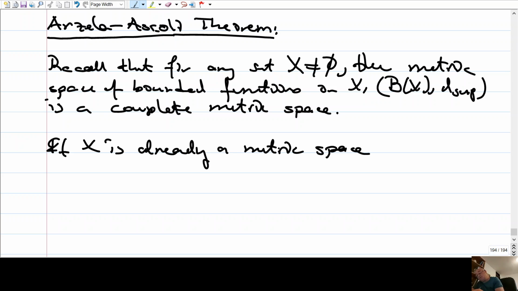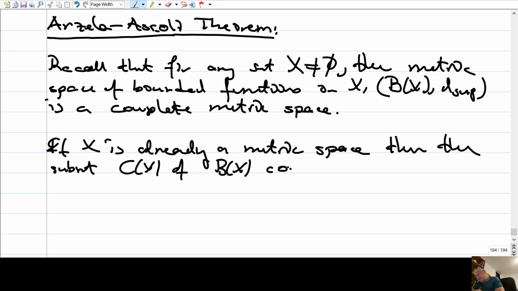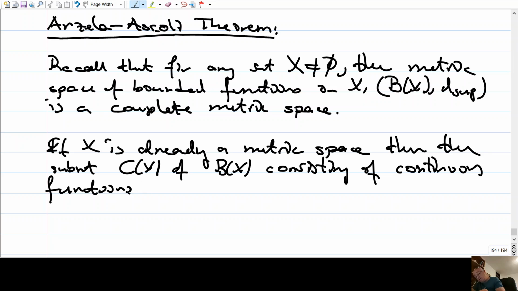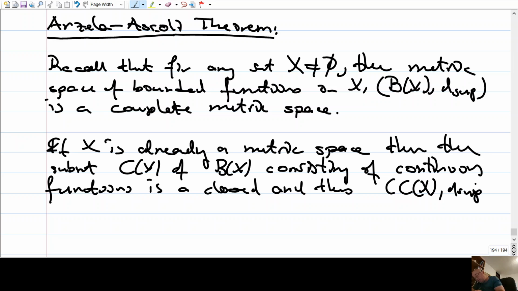In that case, the subset C(X) of B(X) consisting of continuous functions, of course real valued functions, is a closed subset. We proved this. And thus C(X) with the supremum metric is also a complete metric space.